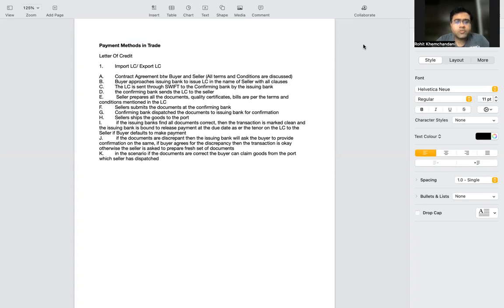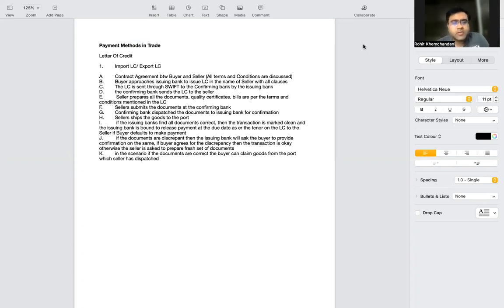Now the buyer will approach the issuing bank to issue the LC in the name of the seller. In the letter of credit, all the documents will be mentioned, and how the documents are to be prepared with all the clauses. The issuing bank, which is the bank of the buyer, will issue the LC to the confirming bank, which is the seller's bank. Suppose we take a scenario in which there is a buyer in India who wants goods from Egypt or UAE.